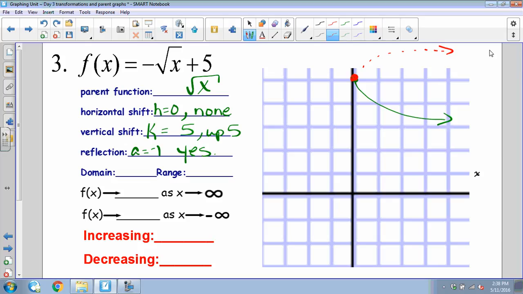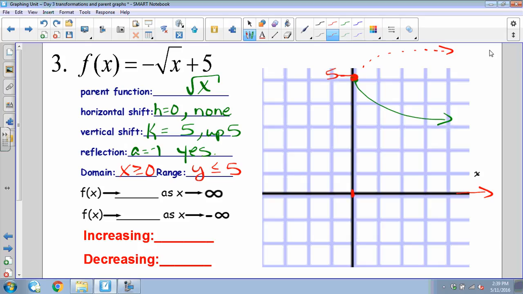Okay? And so domain and range. Domain is your x values. It starts at 0 and goes all the way to positive infinity. So that means x is greater than or equal to 0. Your range is your y values. Your y values start at 5 and everything's smaller than 5. So y less than or equal to 5.